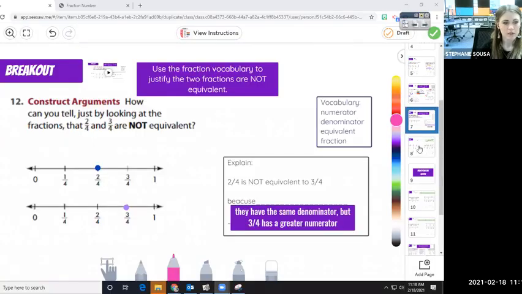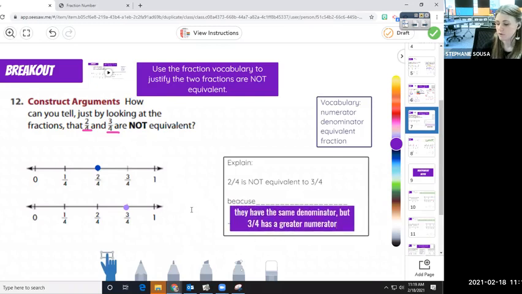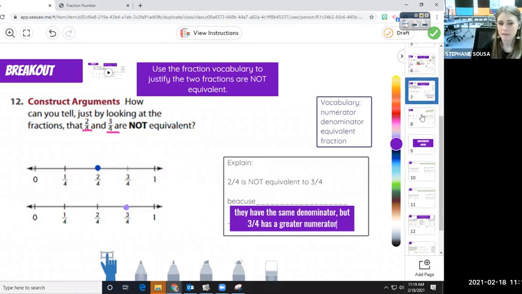Okay, if you completed your work correctly, this is what you should have found. How can you tell just by looking at the fractions that 2/4 and 3/4 are not equivalent? Because they have the same denominator, but 3/4 has a greater numerator. Okay, we can tell just by looking at them that when the denominator is the same, the numerator is going to tell us the number of parts.